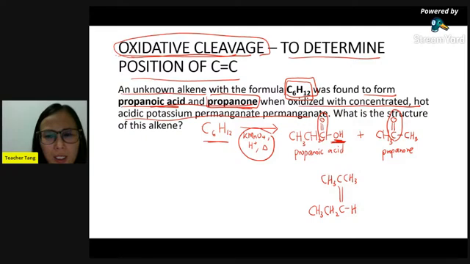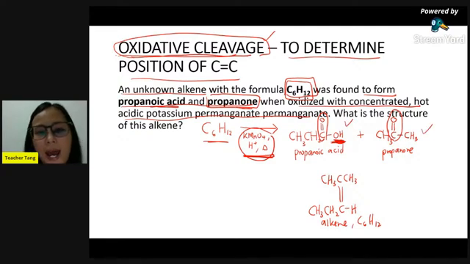And the OH must be from the H, because this is a strong oxidizing agent, oxidized to carboxylic acid. If not, it will just be H like this. Can you see this is your alkene? This is the alkene, C6H12, which undergoes oxidative cleavage to give you the propanoic acid and the propanol.